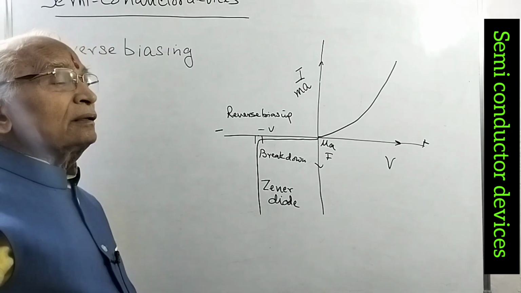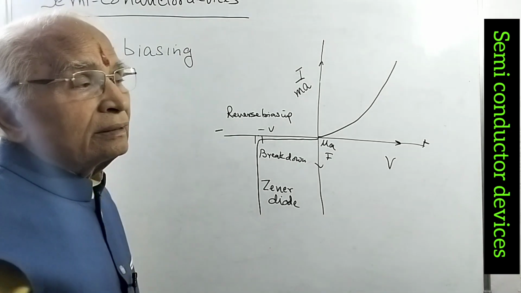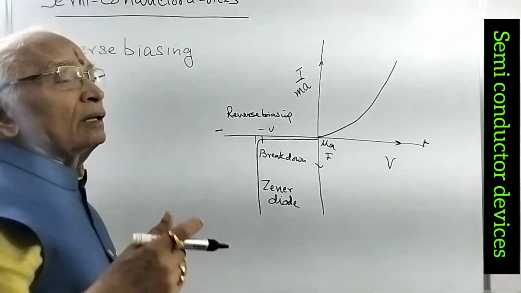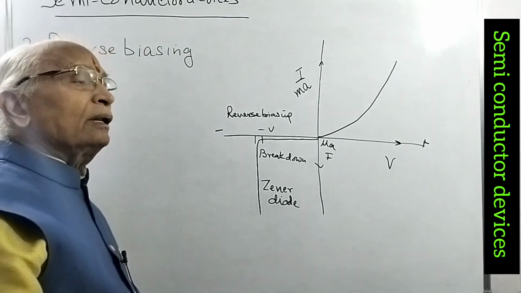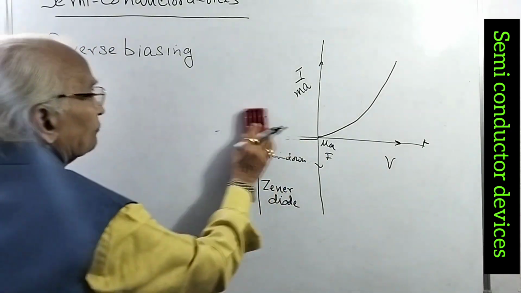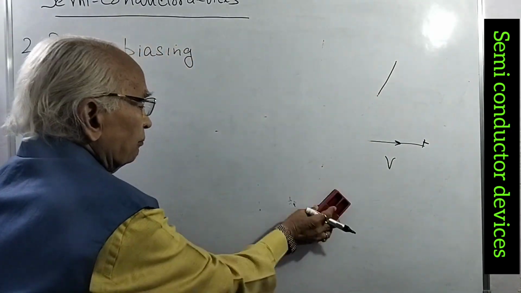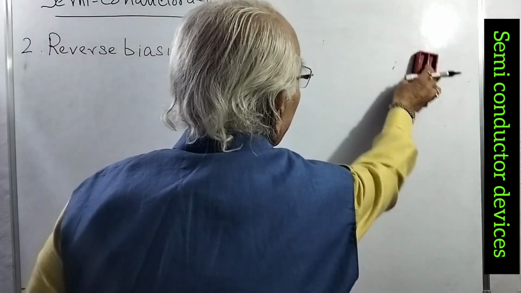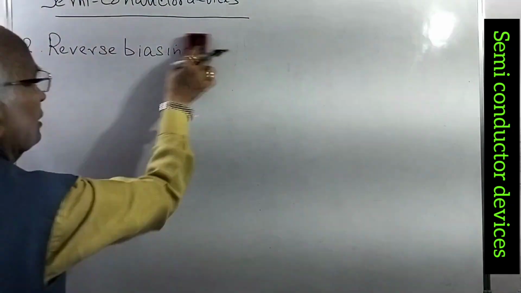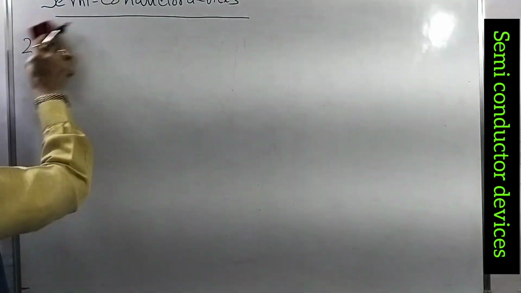So testing a diode using a multimeter is very simple. You can use the multimeter to test your diode and replace it if it is not working. So simple. It means the diode has almost infinite resistance in reverse biasing, and very low resistance when it is forward biasing.